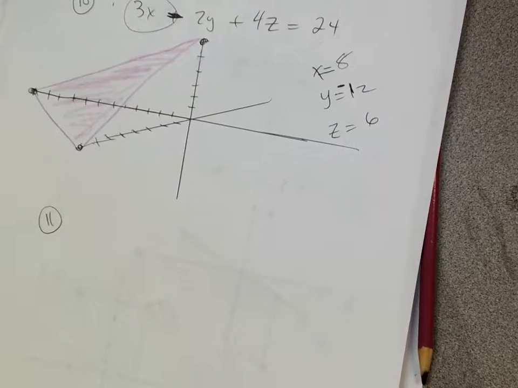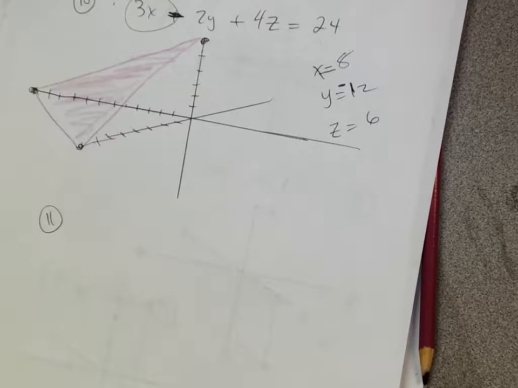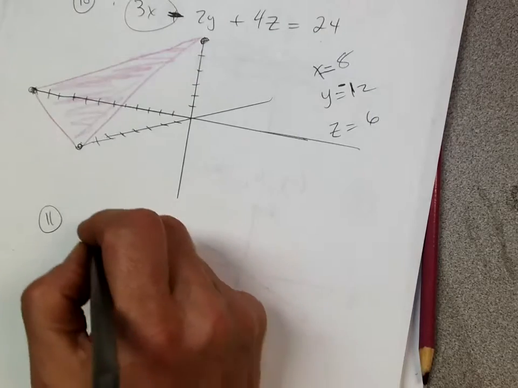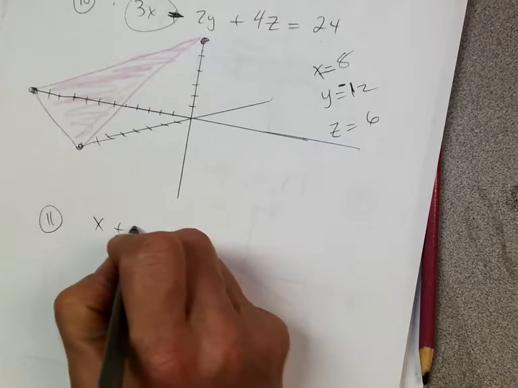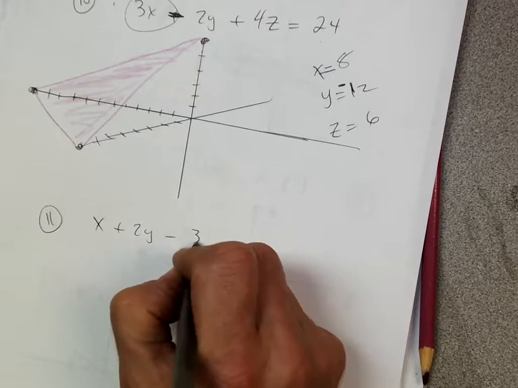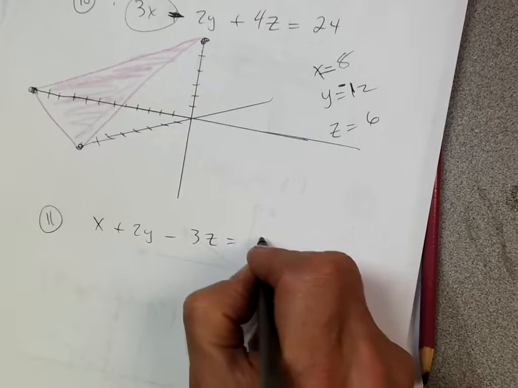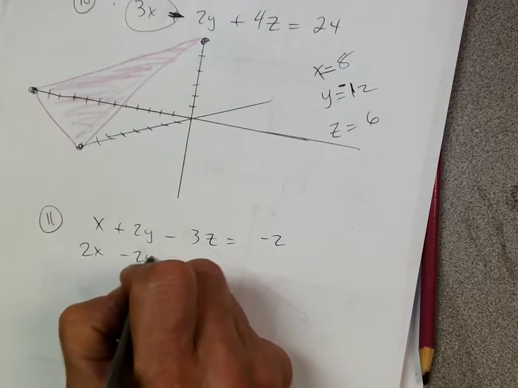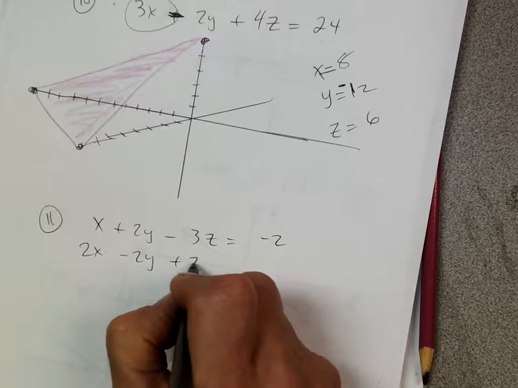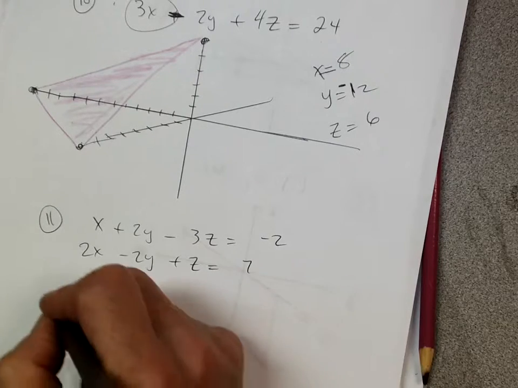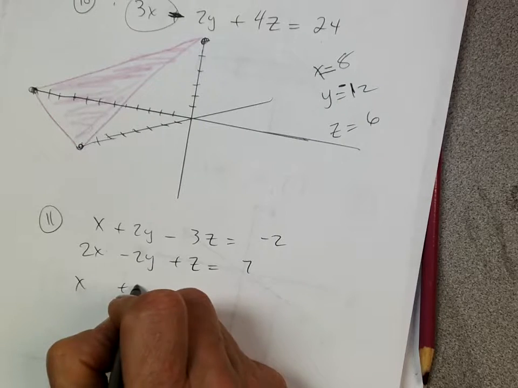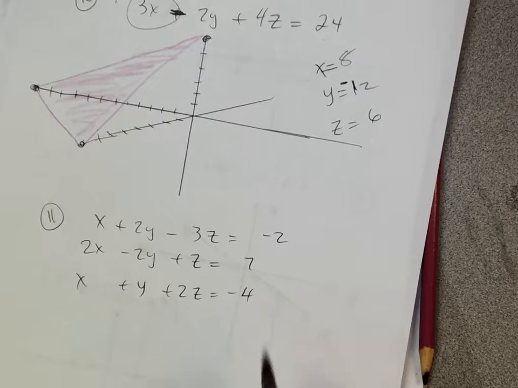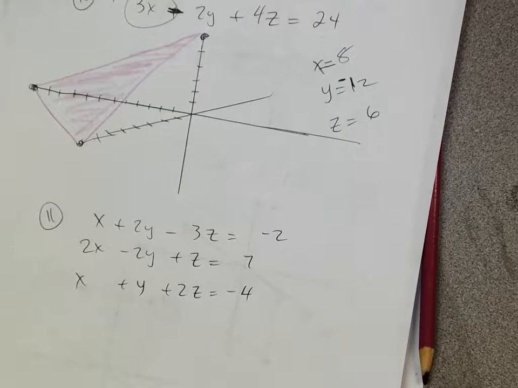11, the easy one. 11's the easy one, okay? So, I have x plus 2y minus 3z equals negative 2. I have 2x minus 2y plus z equals 7. x plus y plus 2z equals negative 4, okay? So, we're going to have to use a matrix, right?